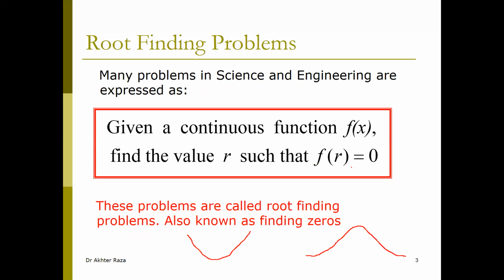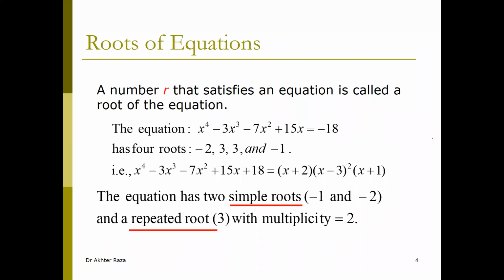So you have to find all values of x for which the function is 0. These are known as the x-intercepts of the function. The x-intercepts of a function can be determined, and we have a simple problem here.